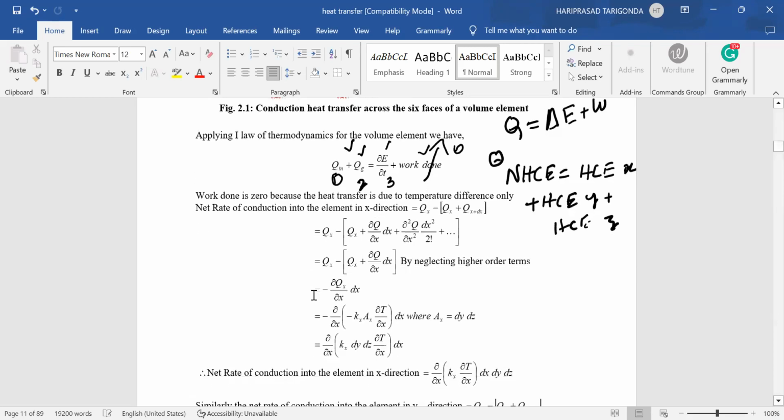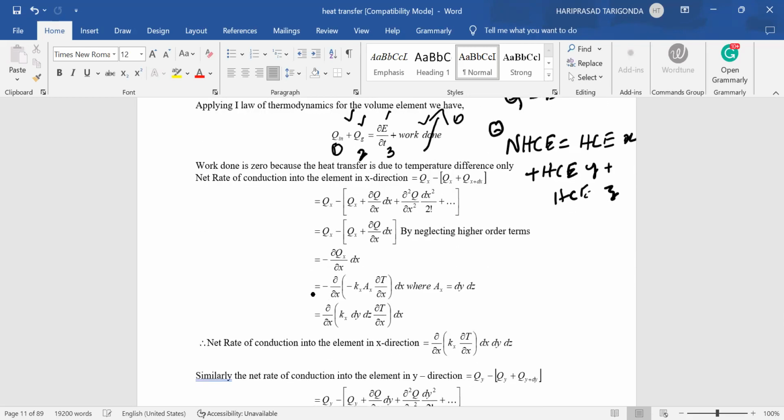In order to find the expression for heat conducted into the element, Qx is the amount of heat entering the element in the x direction, and Qx plus dx is the heat leaving the element in the x direction. Therefore, the net amount of heat in the element in the x direction will be Qx minus Qx plus dx. Qx plus dx can be written according to Taylor series expansion as Qx plus dou by dou x of Qx into dx.